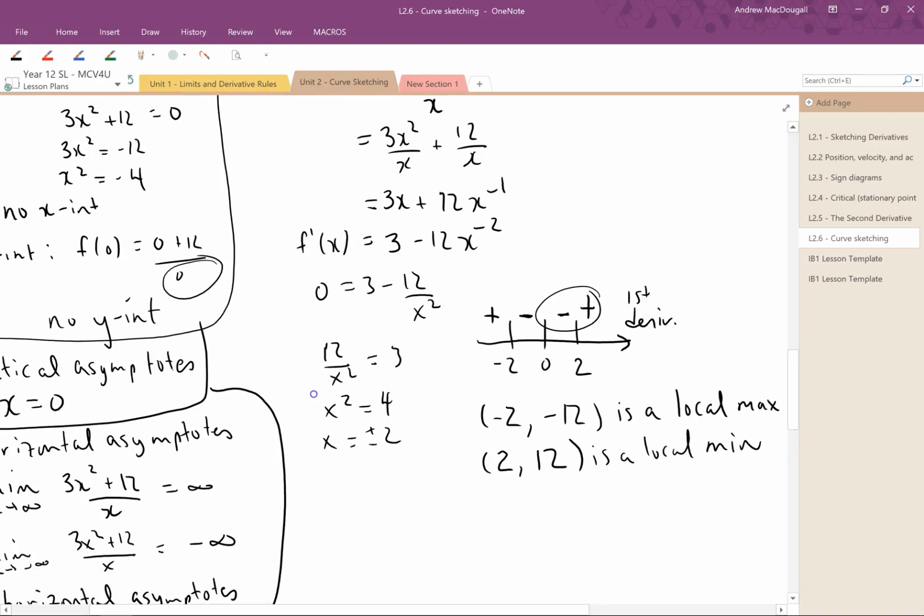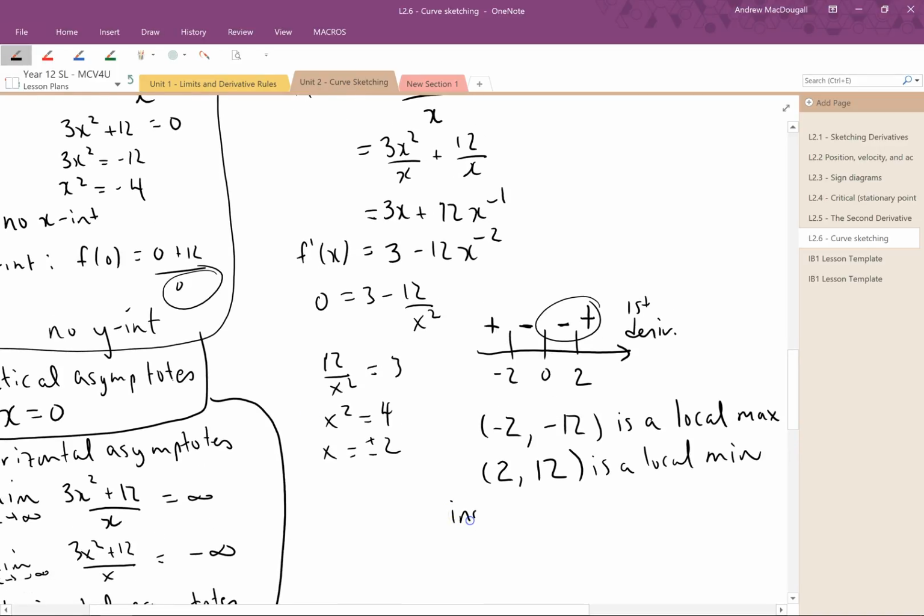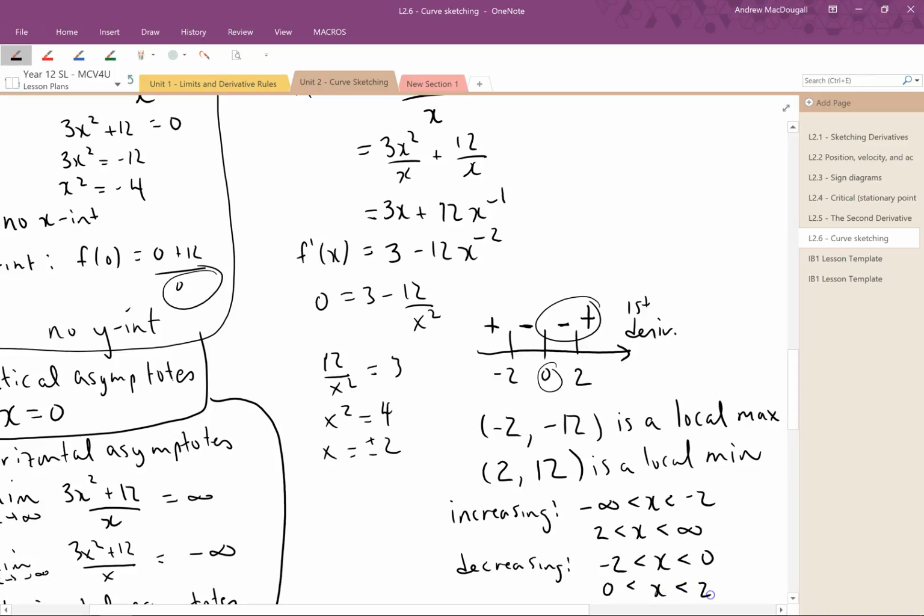We can do our increasing and decreasing intervals. So it is increasing in 2 intervals, from negative infinity to negative 2, and from 2 to infinity. And it's actually decreasing in 2 different intervals as well. You'd be tempted to say it's decreasing from negative 2 to 2. That's not actually true, because at 0 itself, it's not actually increasing or decreasing. It's just doing neither. So you have to break this up into 2 intervals: negative 2 less than x less than 0, and 0 less than x less than 2.